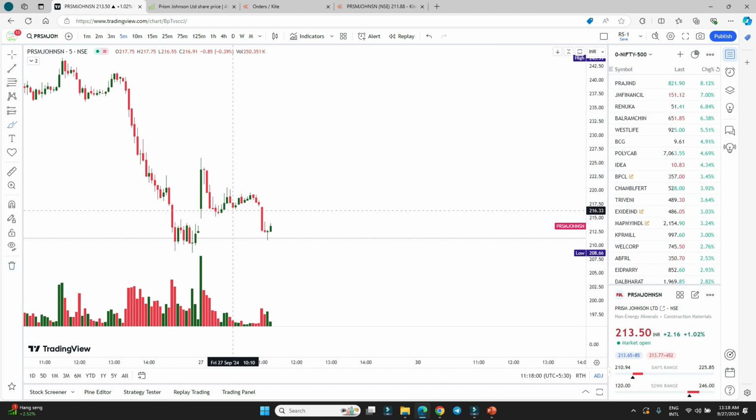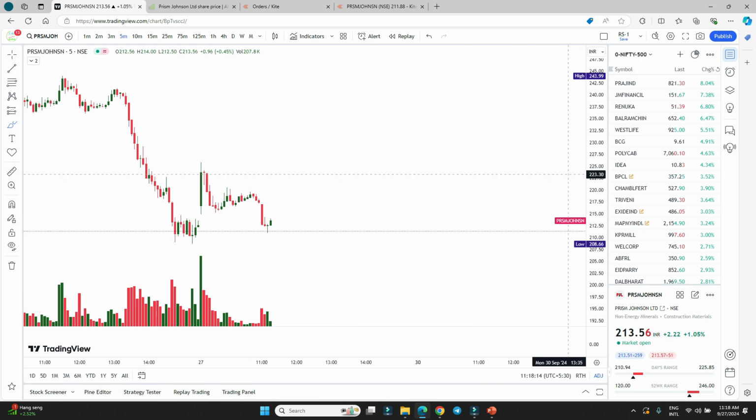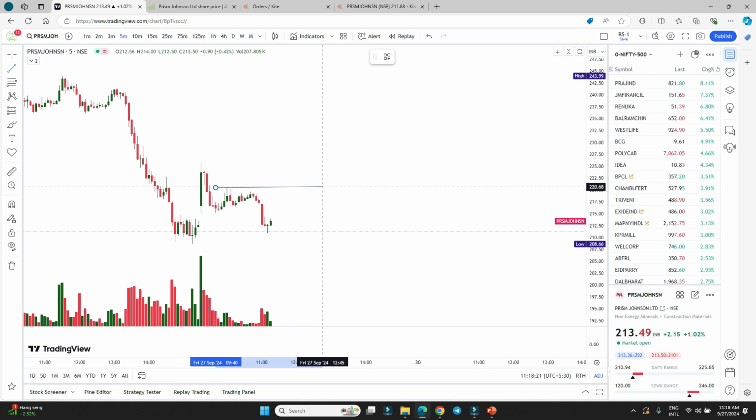217 is the entry. This is where it engulfed, at 217.74. Next candle, I initiated the trade at 217. What is my target in this case? 1:1, I don't want to get more. The high here is 220.6, which means 221 is my stop loss, just above that. So what is my target?